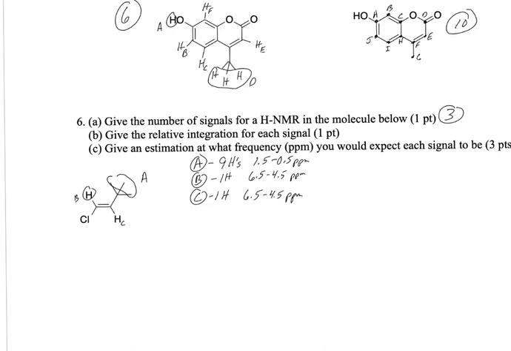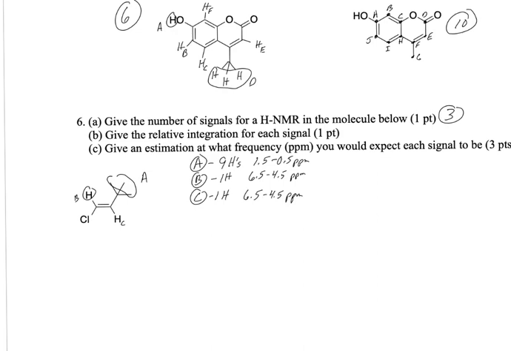Similar type of deal here, using those tables. This one's asking for integrations. I won't ask for splitting because we didn't really cover that in class. So the number of signals is just the number of different types of peaks. So there's 3 types, A, B, and C. Relative integrations: A has 9 hydrogens, they're all the same. B has 1, C has 1.